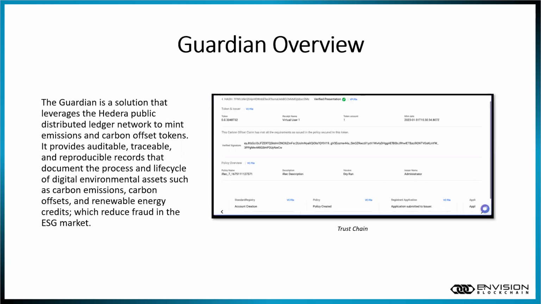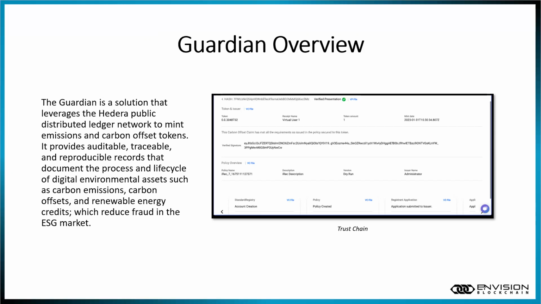And just in case you don't know what the Guardian is, we're going to provide a really quick overview. The Guardian is a solution that leverages the Hedera public ledger to create and mint emissions and carbon offset tokens. For example, it provides auditable, traceable, reproducible records that document the process and the life cycle of these digital environmental assets that I just discussed, such as carbon emissions, carbon offsets and renewable energy credits. It's aimed to reduce fraud in the ESG market.